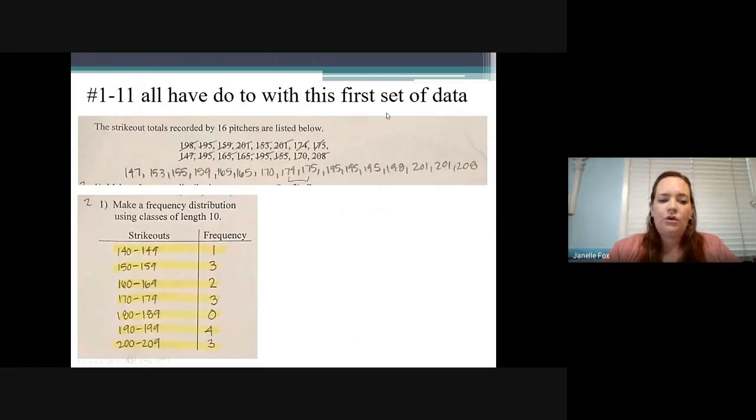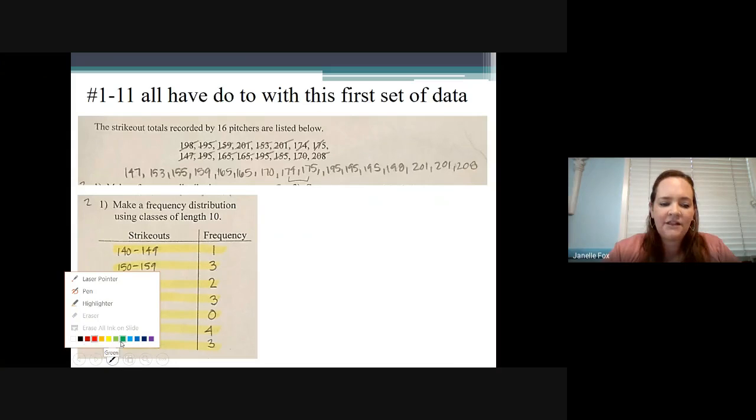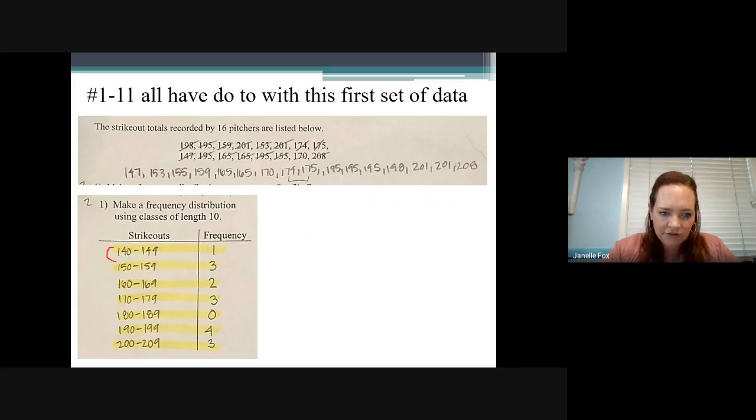After you put the data in order, it said make a frequency distribution using classes of length 10. And I decided to make it start with 140. And then remember, when you do the classes, whatever their length is, it's this jump right here, this jump that is the next length. So that is 10. This is 10. This is 10.